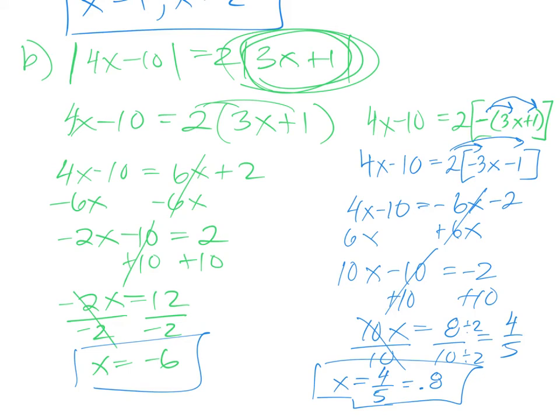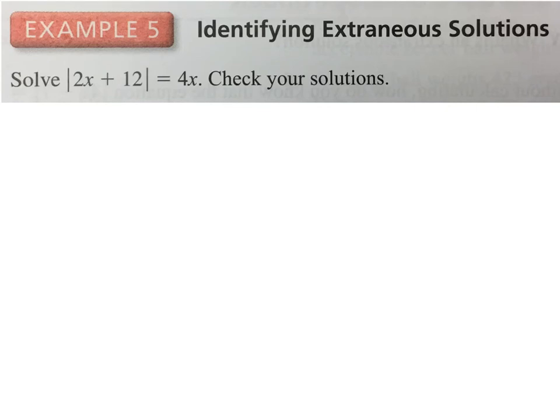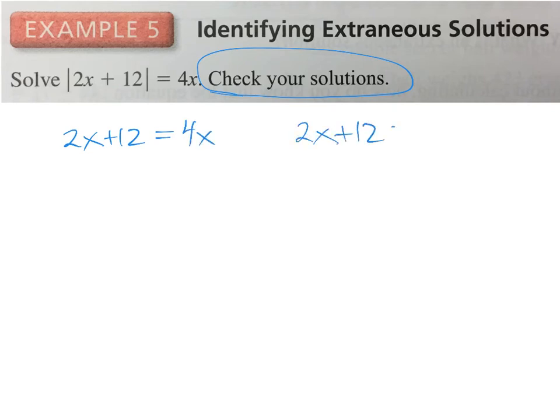All right, and on to the next example: identifying extraneous solutions. Here it tells you to check your solutions. In the previous examples, it didn't tell you to check them. This isn't much different from what we've done before. I have to take the positive case, just 4x, and I also have to take the negative case, negative 4x. Let's solve each of these.